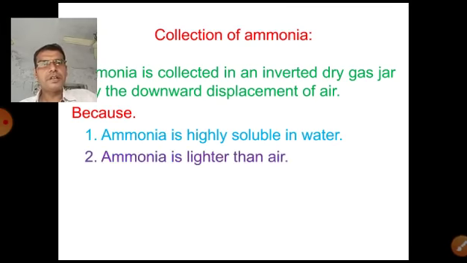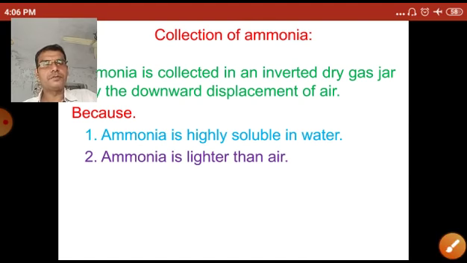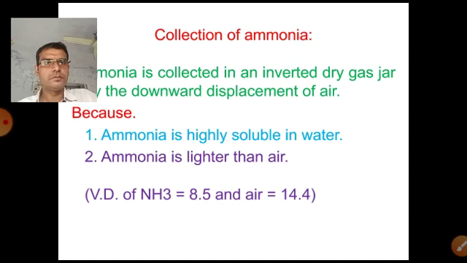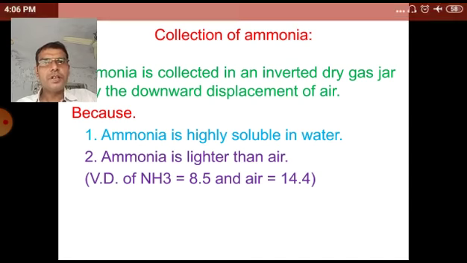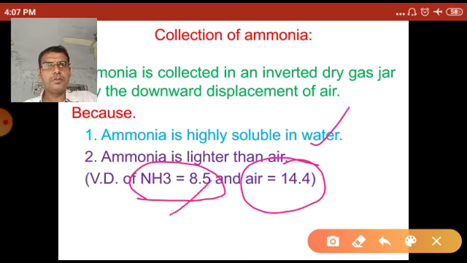Now, ammonia is lighter than air. Since ammonia is lighter than the air, it can be collected in an inverted gas jar by the downward displacement of air. The vapor density of ammonia is 8.5 and that of air is 14.5. So air is heavier and ammonia is lighter.